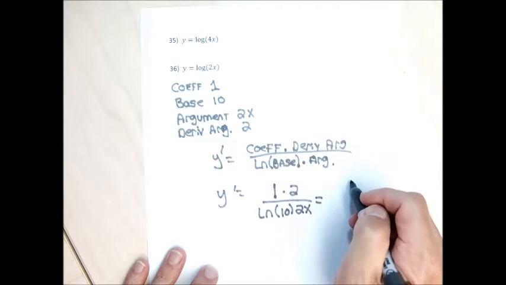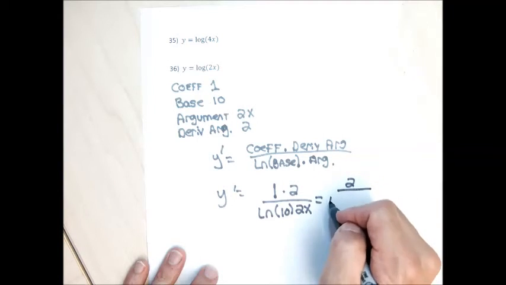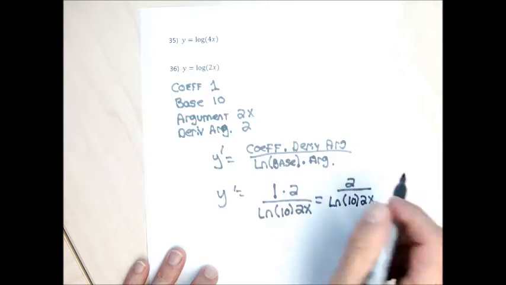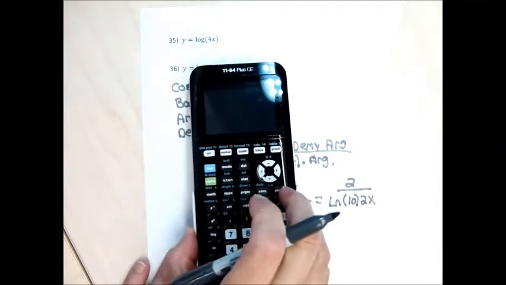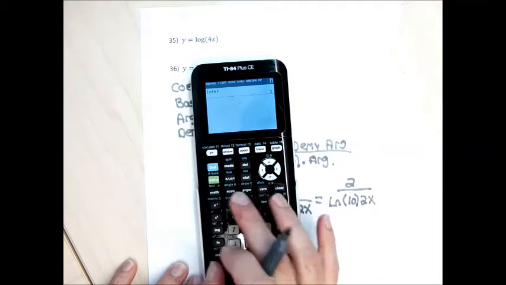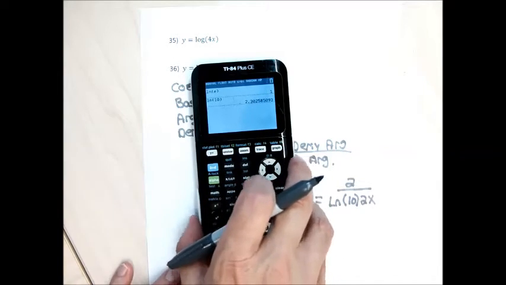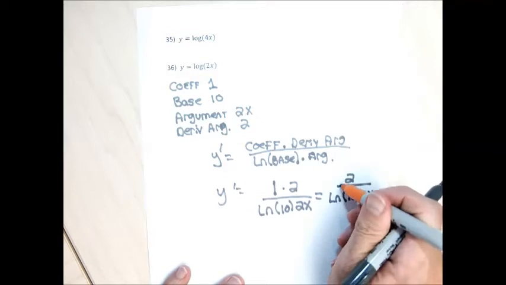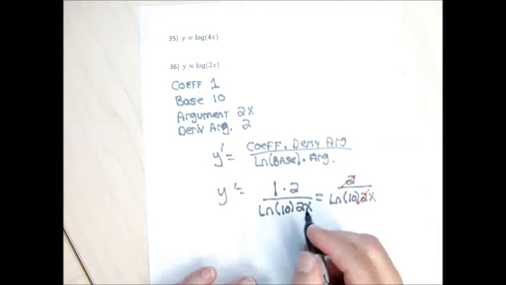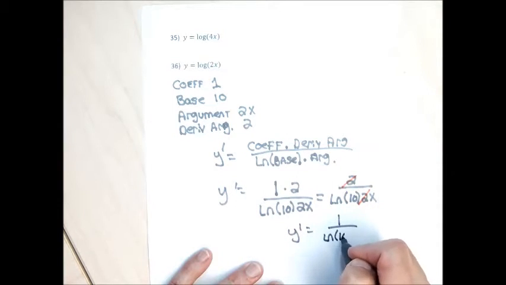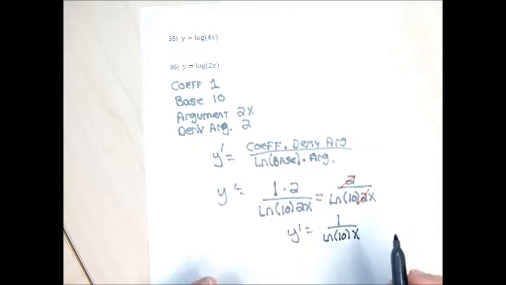In the numerator, I can multiply the 1 by 2 and get 2. In the denominator, I have the ln of 10 times 2x. There isn't any adding or subtracting in either the numerator or the denominator, so I can cancel the 2's. And just to show you that the ln of 10 is just a nasty decimal, I'm going to leave the symbol ln of 10 in my answer, but I am going to cancel out the 2's. And when I cancel out the 2's, I'm left with 1 in the numerator, and then the ln of 10 times x in the denominator, and that would be my derivative for 36.